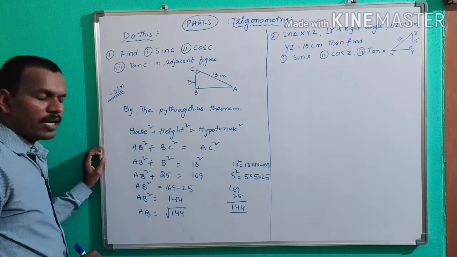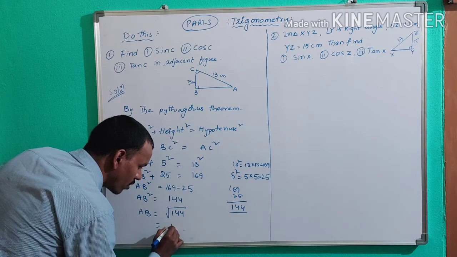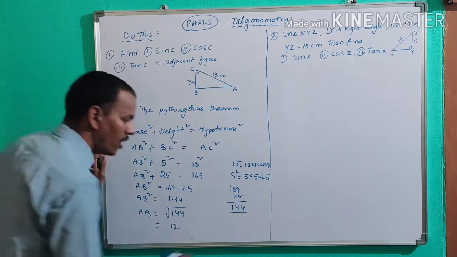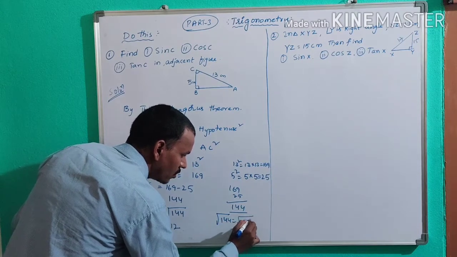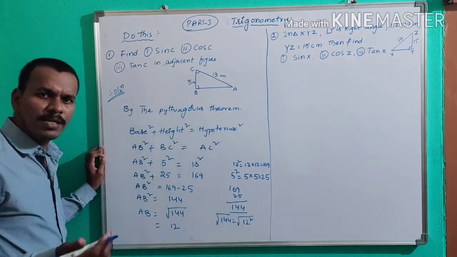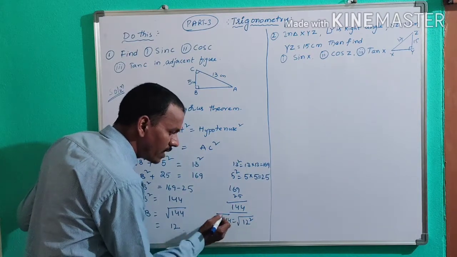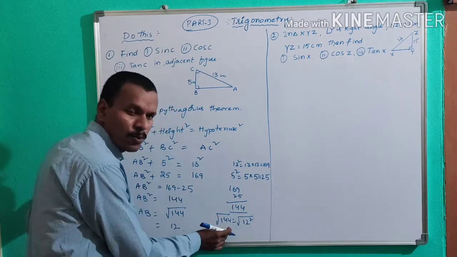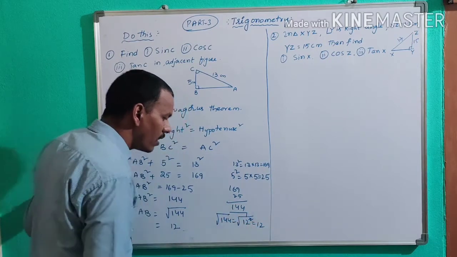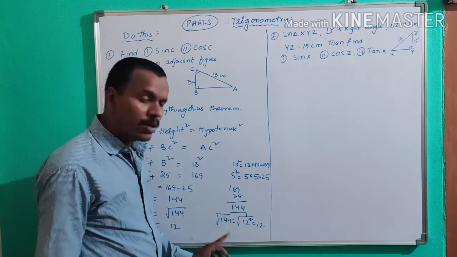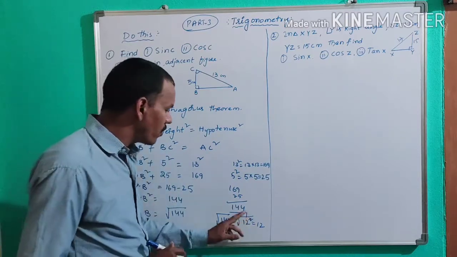So root 144 is equal to 12, because for root 144 we can write 12 square. 12 into 12 is equal to 144. That's why 12 square we can write instead of 144. So square root gets cancelled, we are getting 12. Means 144 ni 12 into 12 రాసుకోవచ్చు. 12 into 12 అంటే 12 square. So square root gets cancelled, 12.